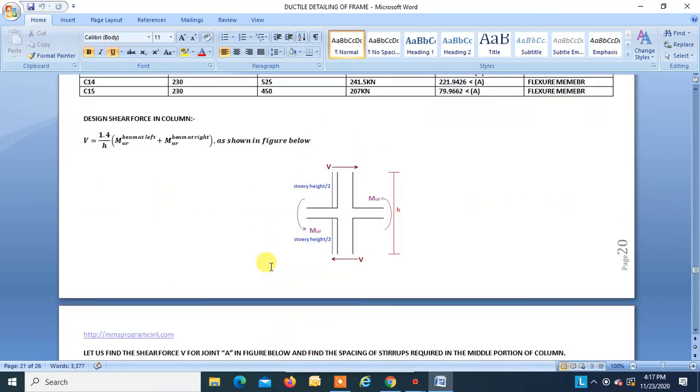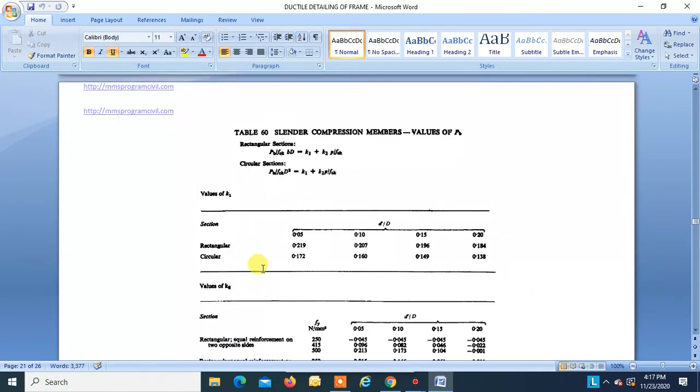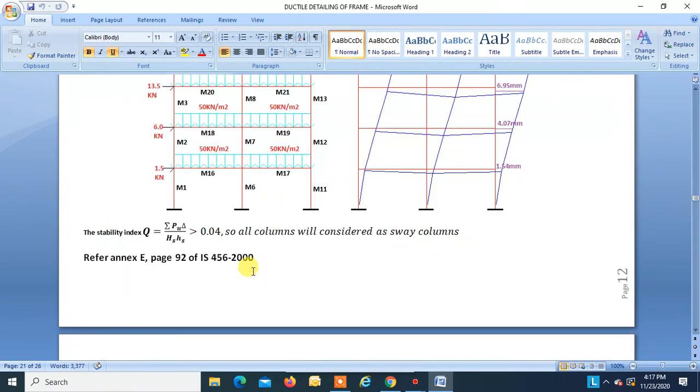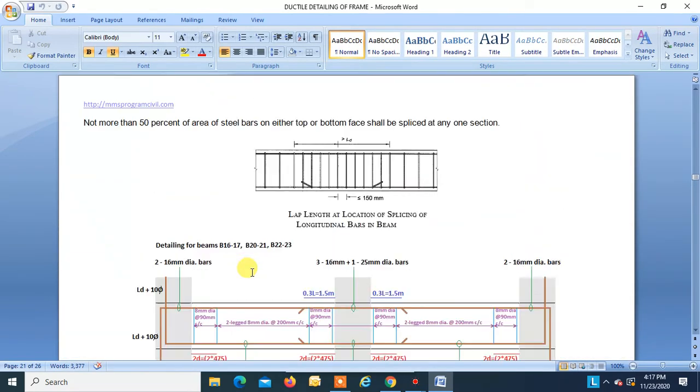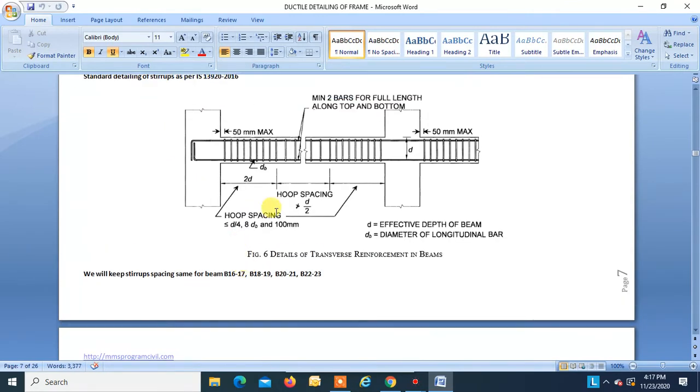Let me show in the figure. So this is for beam. This is the criteria for beam. So this is the middle portion in case of that column which we are designing as flexure member, that is leaving 2D from left and 2D from right. Okay, so please make your mind clear.